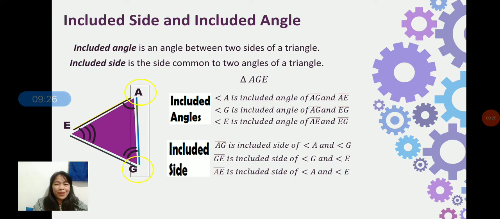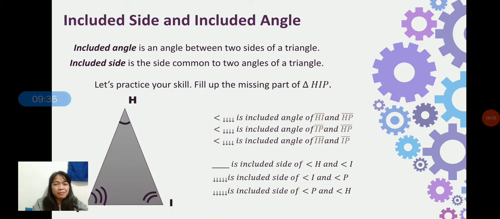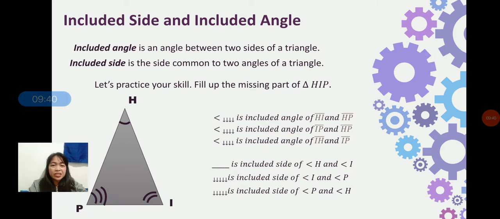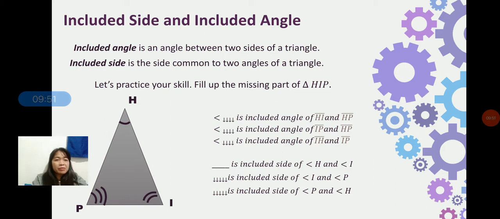Now let us do some practice. You can have a piece of paper with you and follow me as we go on with our exercises. Now, let's have this triangle. In here, we have triangle HIP with markings on its angles. Angle blank is the included angle of side HI and HP. What do you think is the included angle of side HI and side HP?